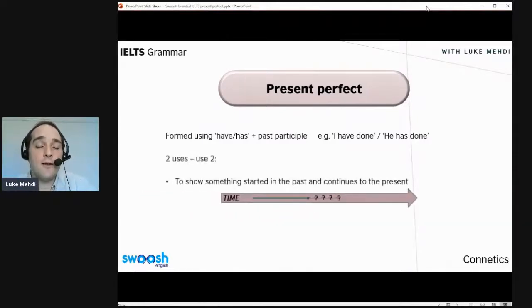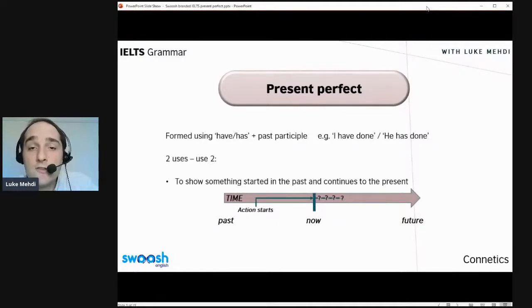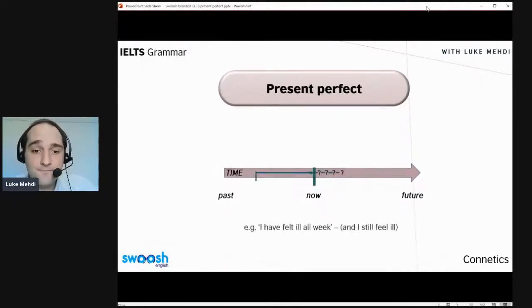The second way of using the present perfect is to show something started in the past and continues to the present. This one is a little bit more complicated. What you're doing is you're showing that an action that started before continues to now, and it might even go into the future as well. So let's look at some examples.